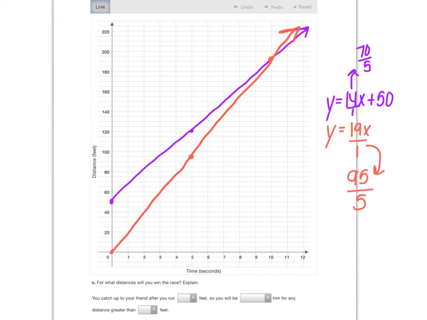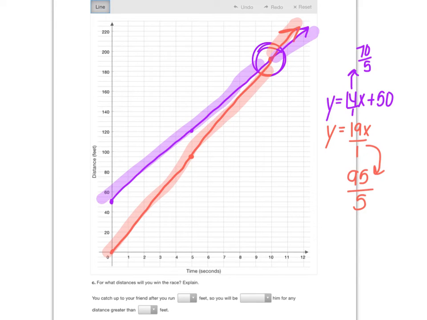So you can actually see that our intersection is right here at 10 seconds. After 10 seconds, I will catch my friend, and after 10 seconds, remember my line's the red line, I will now be in the lead, and my friend will be behind. Before 10 seconds, my friend will be in the lead, and I will be behind because they had the head start. So part C says, for what distances will you win the race?